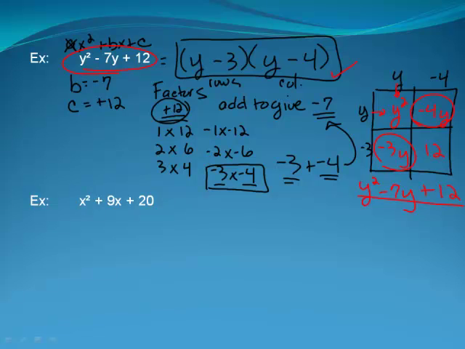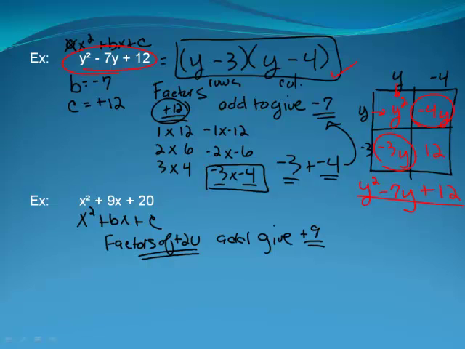All right, let's look at this problem here. Remember that b is the number in front of your x, c is the constant at the end, so we want factors of c, or factors of positive 20, that when you add them, give you your middle b term, which in this example is positive 9.